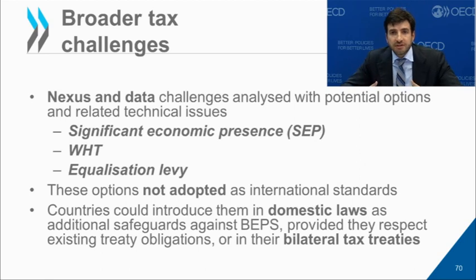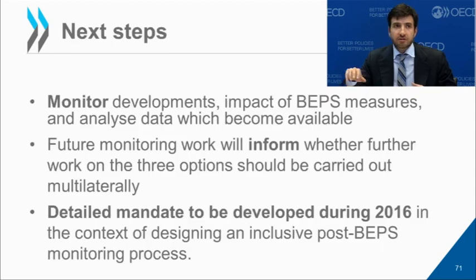The work advanced on these options, the technical issues were identified, and the conclusion was we don't need to adopt these as internationally agreed standards. Why? Well, because as I said before, there is an expectation that the BEPS measures will address these issues, and also it's not clear the extent of these challenges at this stage, although the trend is that these challenges are increasing over time. Therefore the report concludes that if countries want, they could introduce those in domestic law, provided they respect their treaty obligations, or bilaterally if there is agreement with the other country. Why? Because this is an issue that touches upon allocation of taxing rights among different tax jurisdictions.